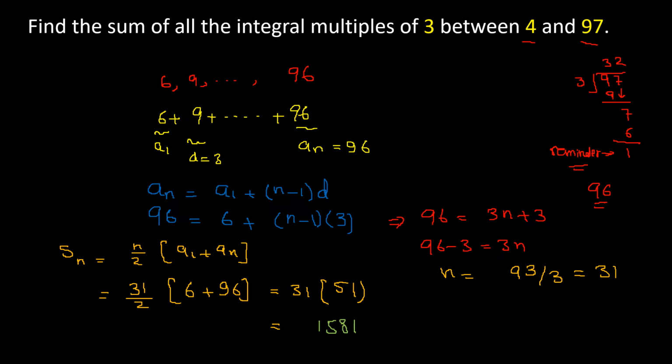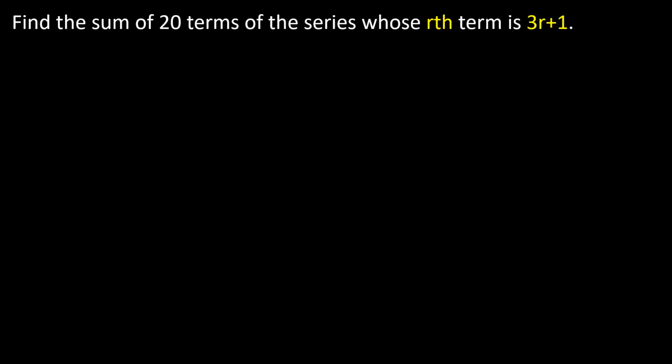1581. Okay, you can verify it from the calculator. So now we go to the next question, which says: find the sum of the 20 terms whose rth term is 3r plus 1.